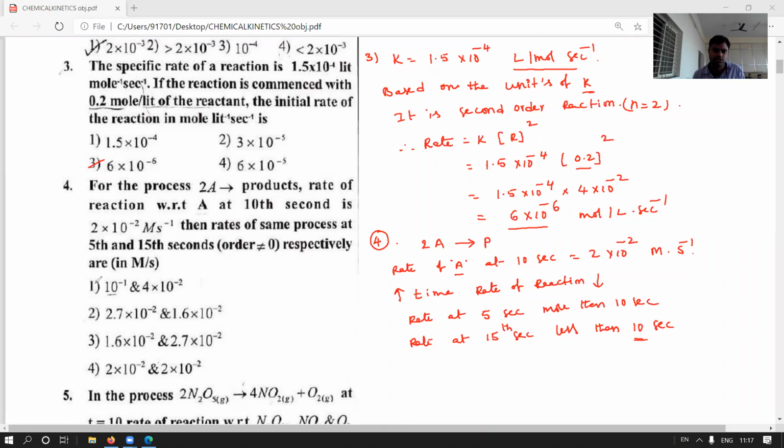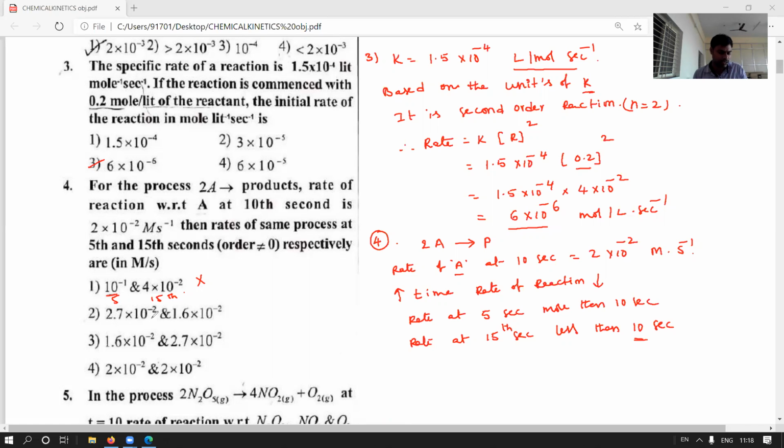According to the options you have to check. The first option: at 5 seconds, it is more, but at 15 seconds it should be less, and it is also more. So both values are more, that's why we don't choose this option. Now let's see the second option.